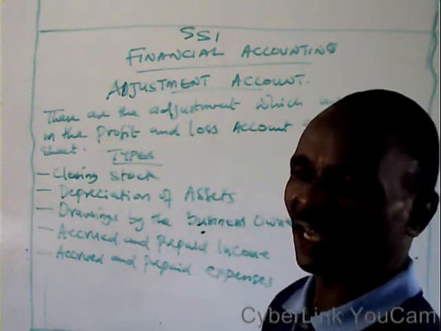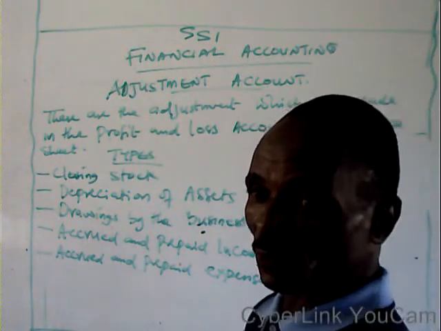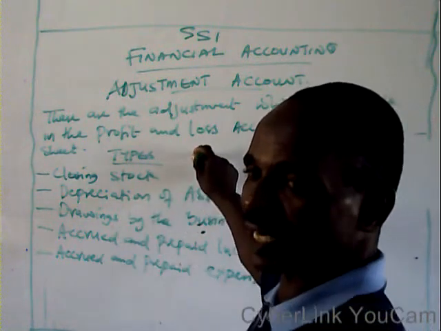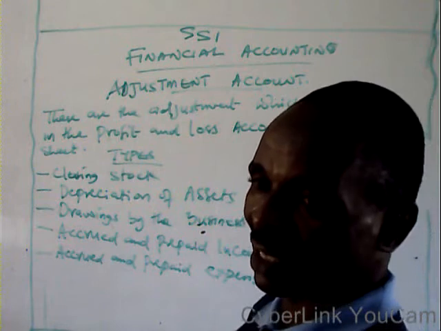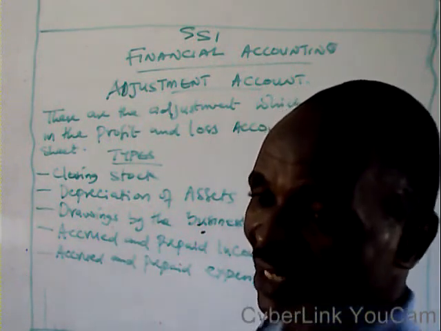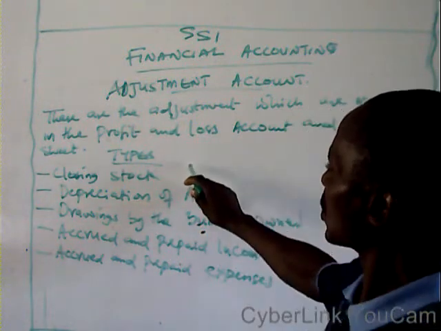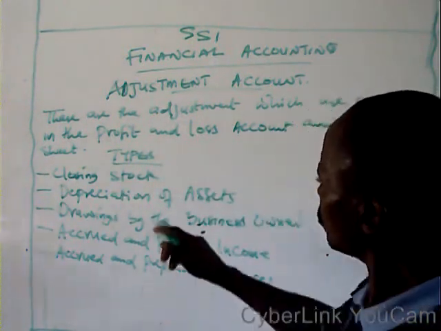The first one is closing stock. Remember, we have an opening stock and we have a closing stock. The opening stock is the one we use to start the trading account, while the closing stock will appear at the end. The opening stock is the stock on the first day of the month or year, while the closing stock is the stock on the end of the month or end of the year date.